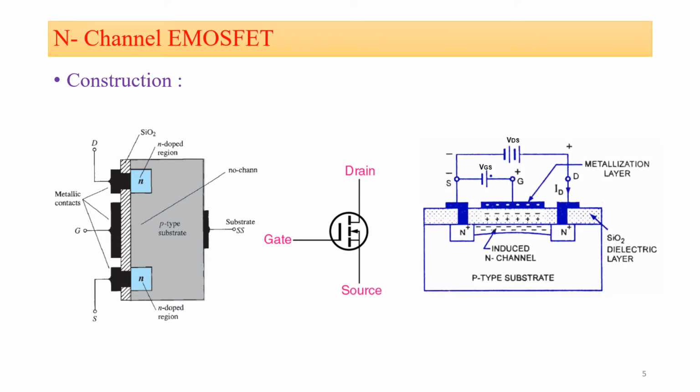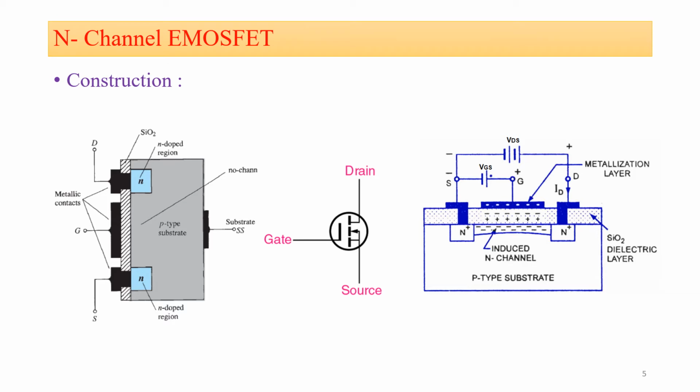Now let's see how to enhance the N channel between two heavily doped N regions. First of all, we can enhance this channel by using two categories. The first one is VGS equals 0. Now let's see the operation in two categories, that is when VGS equals 0 and when VGS is positive. Now what is VGS?